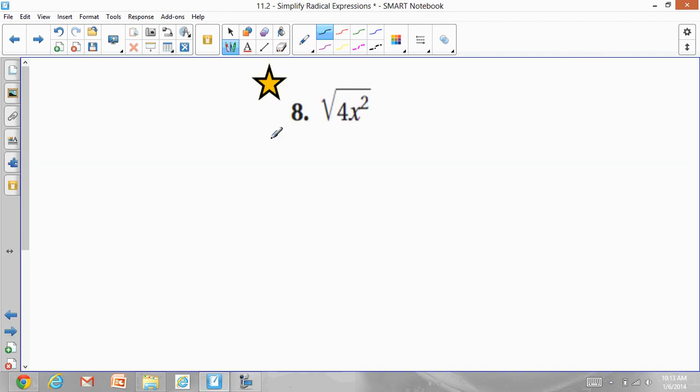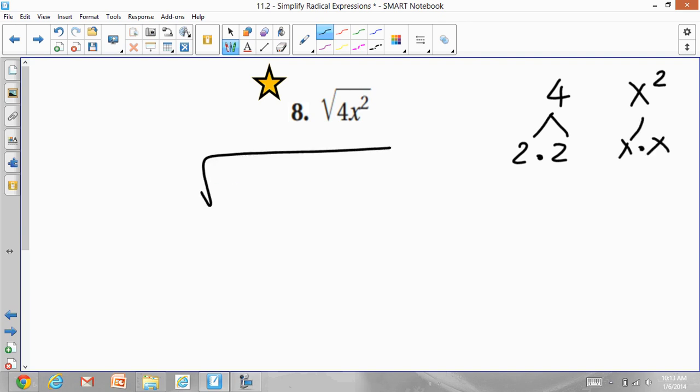Copy question number 8. So inside the square root symbol you have 4x squared. So 4 I can break apart as 2 times 2. And the second one, x squared, I can break apart as x times x. So the same thing, I'm going to rewrite as 2 times 2 times x times x. Now you're looking for a pair. So this is a pair and this is a pair.